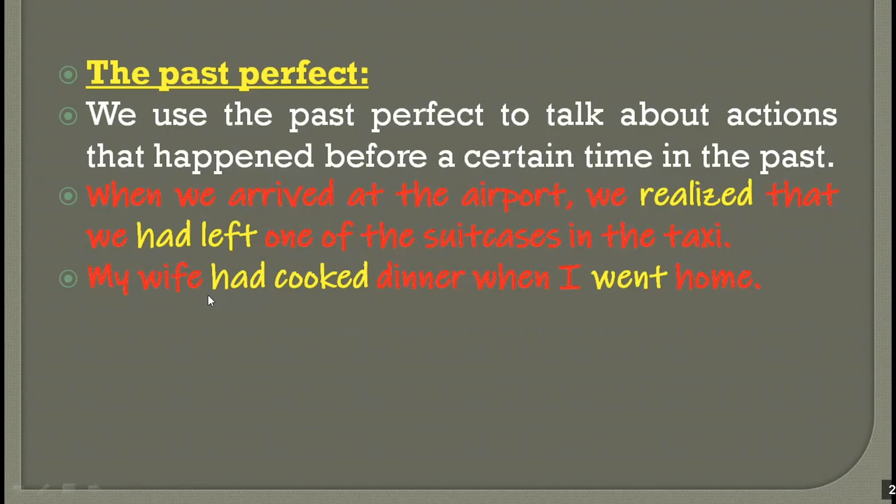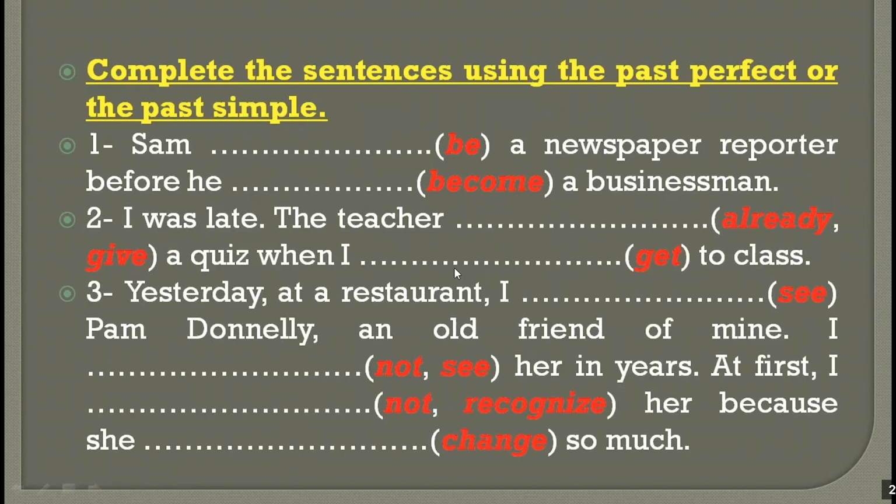Here's another example. My wife had cooked dinner when I went home. So first she cooked the dinner and then I went home. Let's take some time to practice. All you're going to do is to complete using the past perfect or the past simple. Okay. I'm going to give you some time to think, and then I'm going to show you the correct answers.